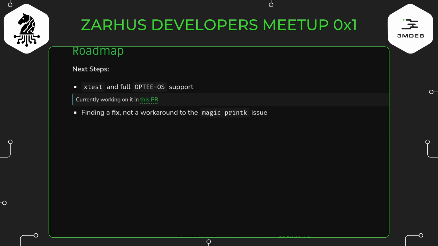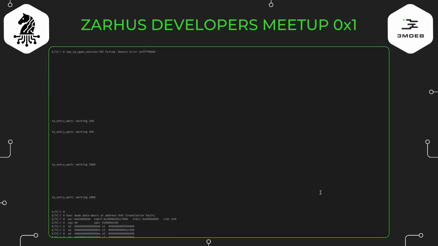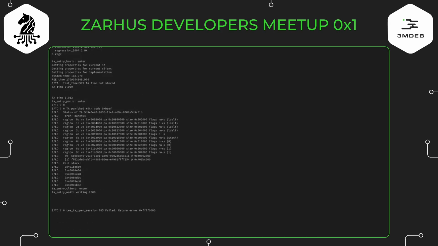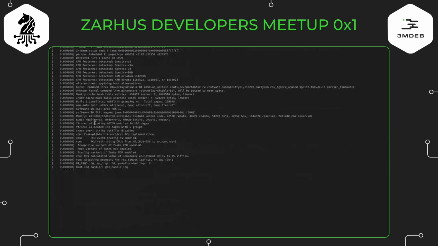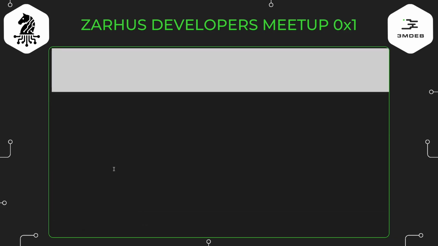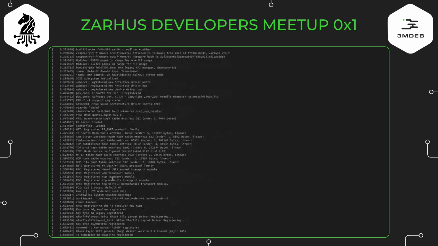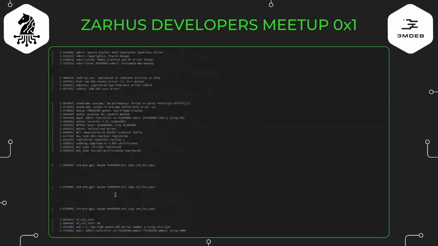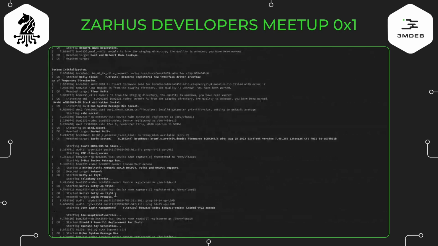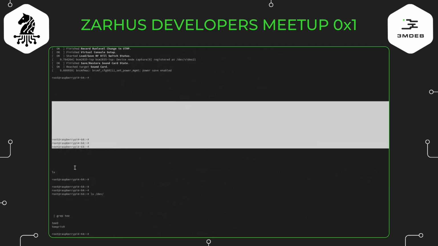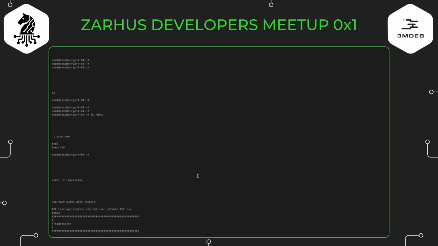And the next thing is called the magic print K issue. So basically, if we go back to the logs, you might have noticed that at some point during the booting of the kernel, the output starts getting very choppy with a lot of new lines. And then once we log in, this issue persists. So this is actually intended.